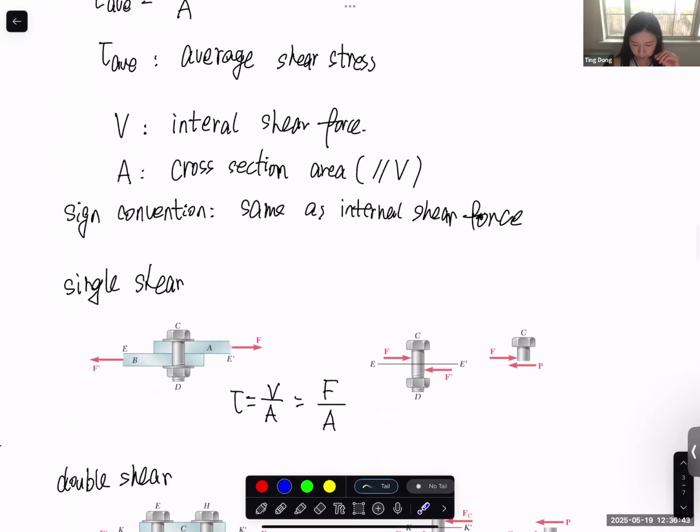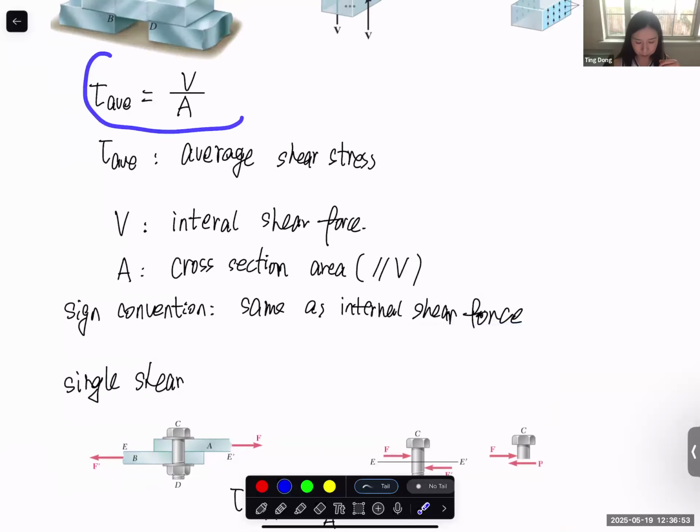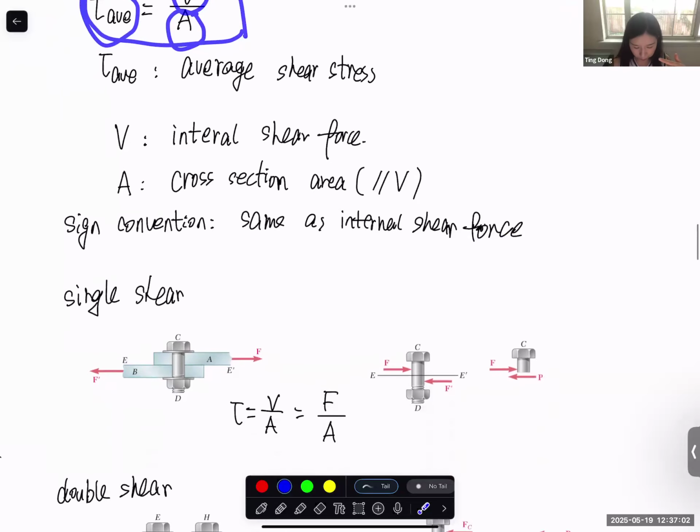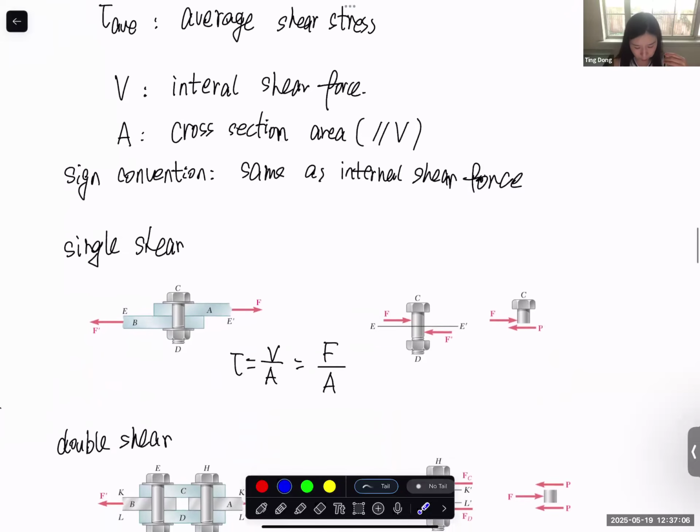And the sign convention is the same as internal shear force. We talked about in the statics review what the sign convention is for the internal shear force. So this is the same because, back to the equation, as you can see, the only difference between shear stress and internal shear force is area, and area is always a positive value. So that is the definition of average shear stress.